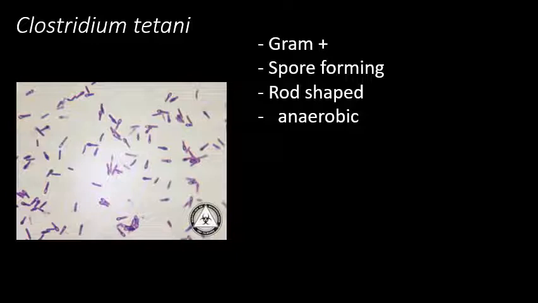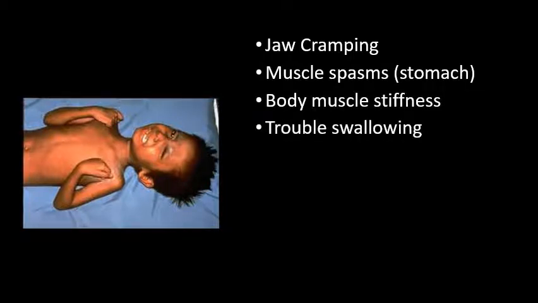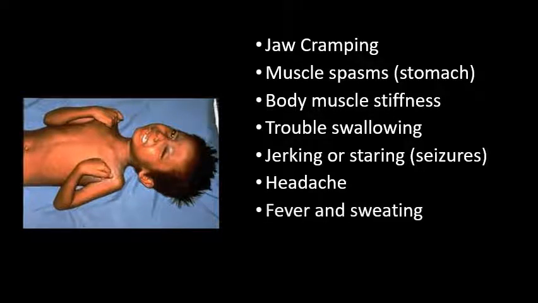The other thing for this is a lot of supportive care. What ends up happening is you end up with jaw cramping, which is why it's called lockjaw, because those muscles lock. The toxin causes the muscles to lock. You get muscles that start to spasm, especially muscles in your stomach. You get body muscle stiffness. You have trouble swallowing. You end up jerking or staring, so you end up having some seizures. Obviously a headache. I'd have a headache too. Fever and sweating, and you have changes in your blood pressure and your heart rate. Here's a painting from a long time ago of somebody with tetanus.